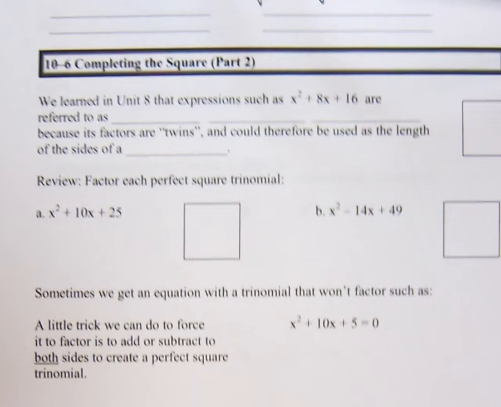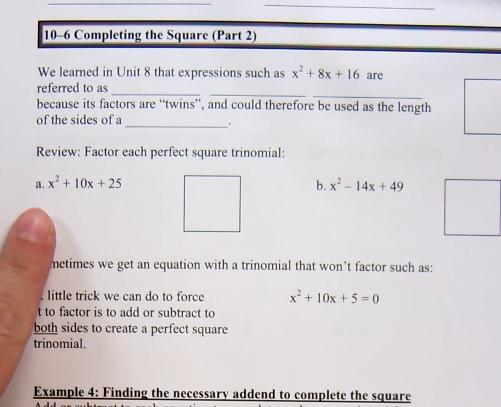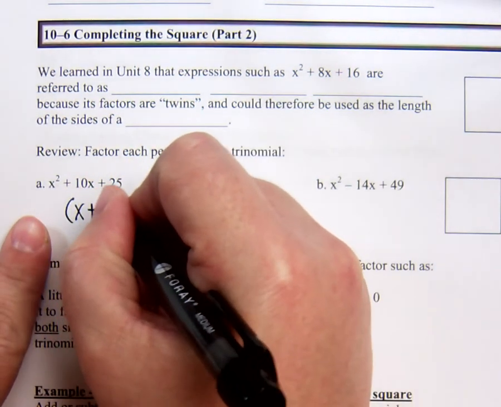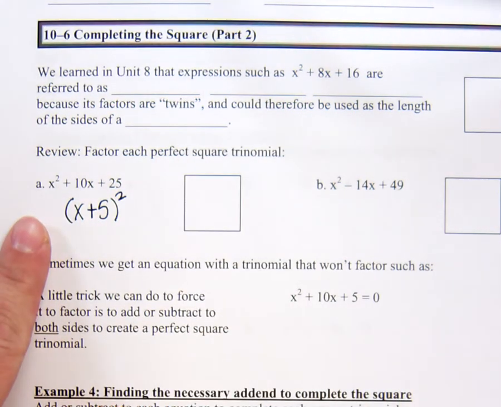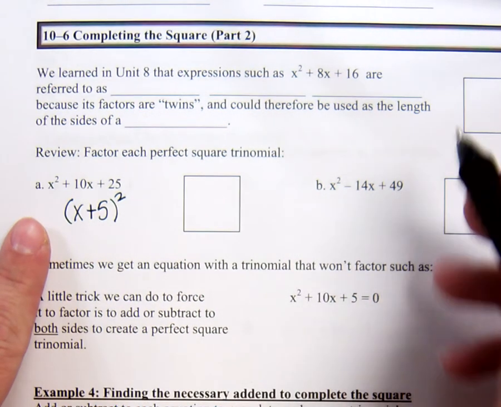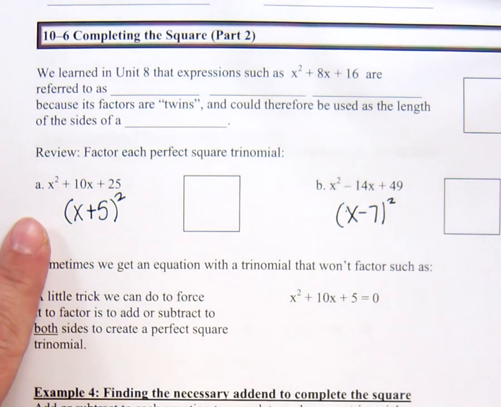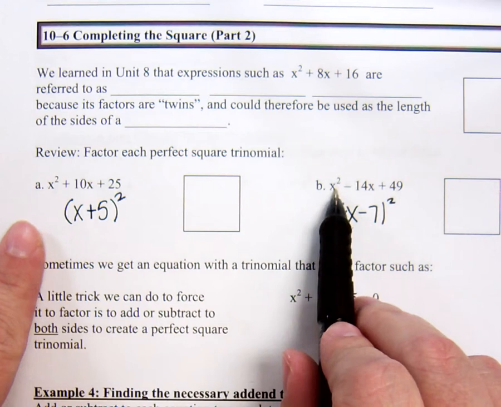So we're going to go back and look at the perfect square trinomials, which we learned in the last chapter. So x squared plus 10x plus 25. I know that that factors to x plus 5. We've discussed this. X plus 5 squared. This is just a simple pattern. The next one, this one factors to x minus 7 squared. If you multiply these out, you're going to come back out with this trinomial.